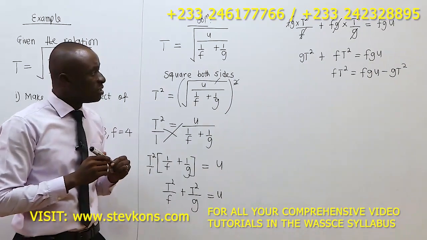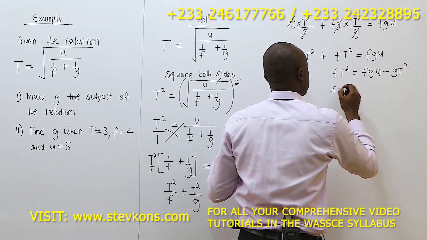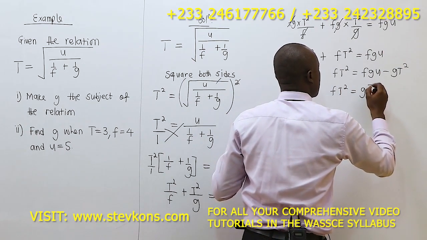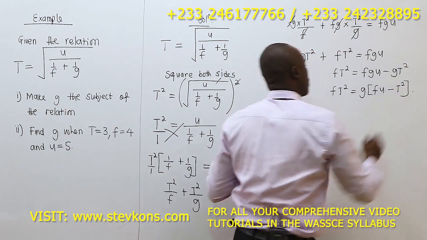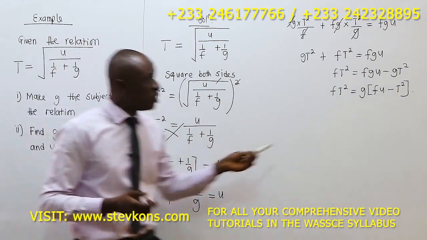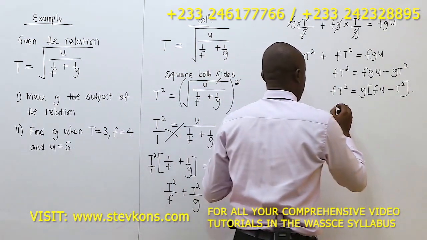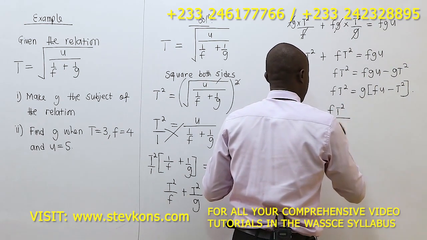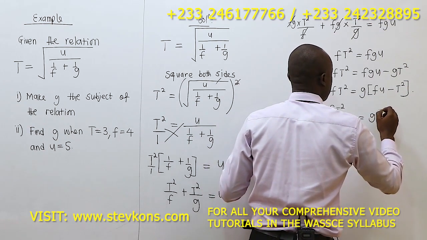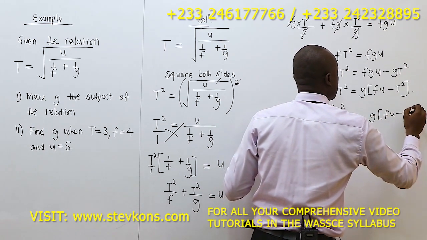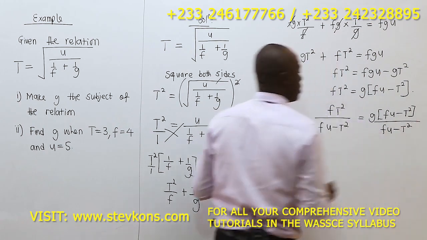We want to make j the subject. Factorize the j out. So we have f t squared equal to j, and we have f u minus t squared. We want to make j the subject, so we divide by what is multiplying the j, which is this. So we have f t squared over f u minus t squared equal to our j times f u minus t squared over f u minus t squared.